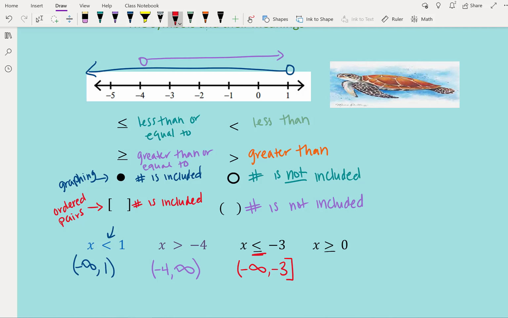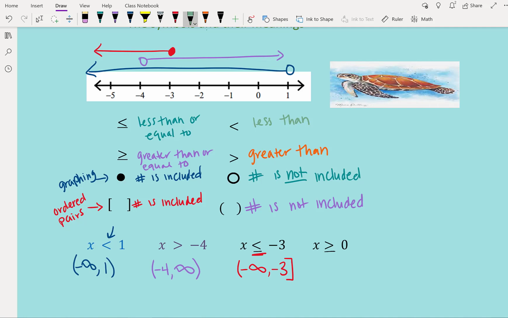Because -3 is actually part of the answer. So when I draw this one, instead of an open circle, it's going to be a closed circle at -3, but it's all the values smaller than -3. All right, and then our last and final one, x is greater than or equal to 0.